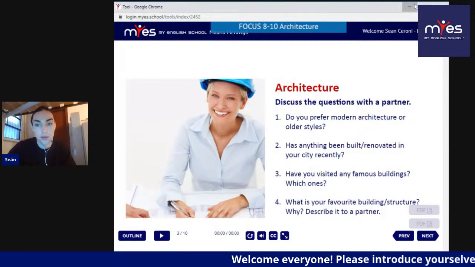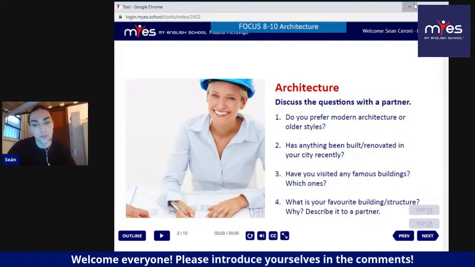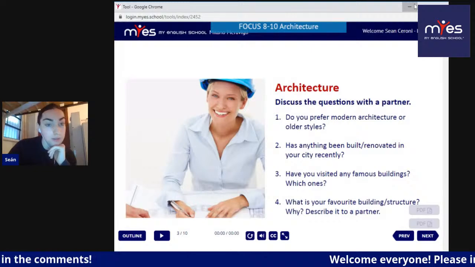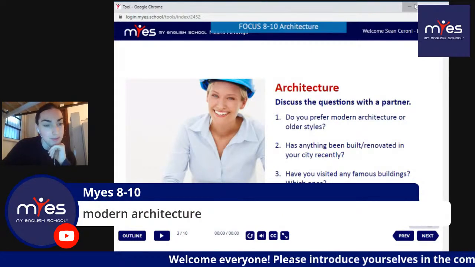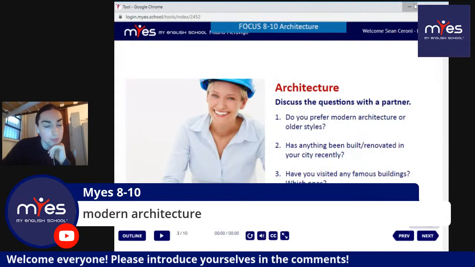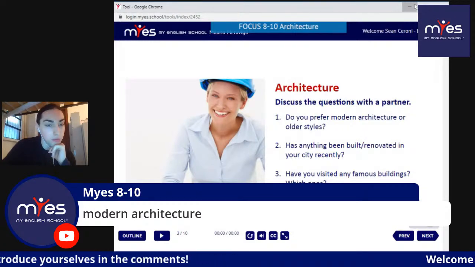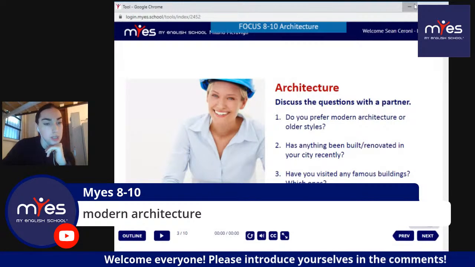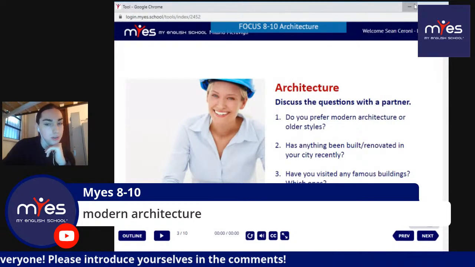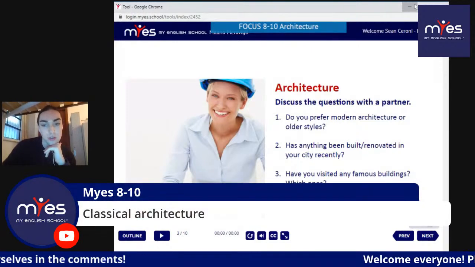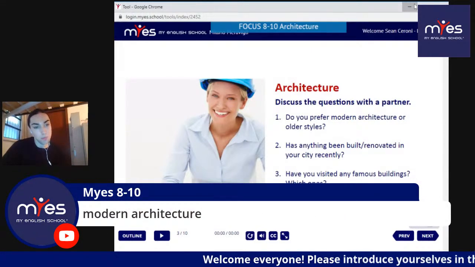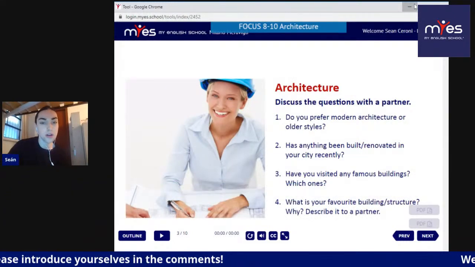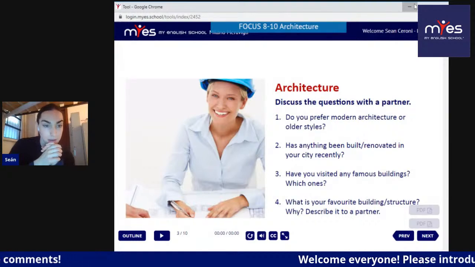After classical, we have, of course, modern architecture, which we still have today, of course, kind of this very simple style developed by people like Le Corbusier, which is, you know, simple shapes, simple structures, not really much decoration the way you have in classical architecture. More functional, more modern kind of building. Yes. So the question, do you prefer modern architecture or older styles?